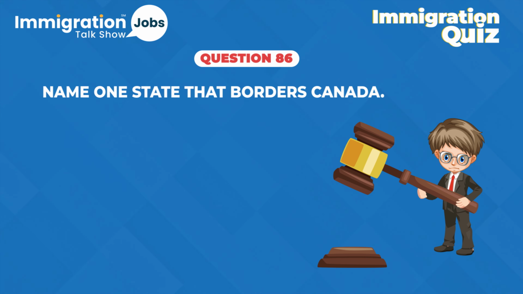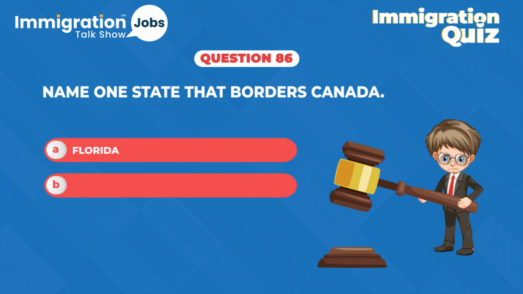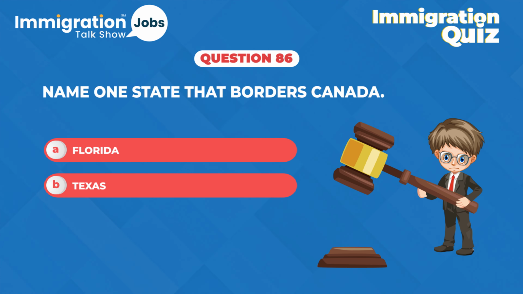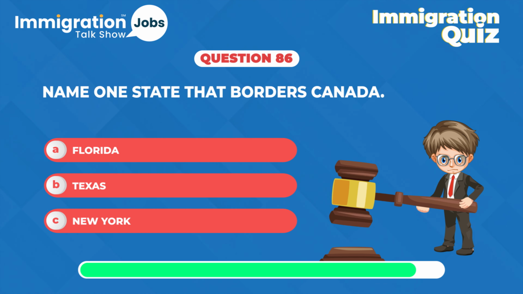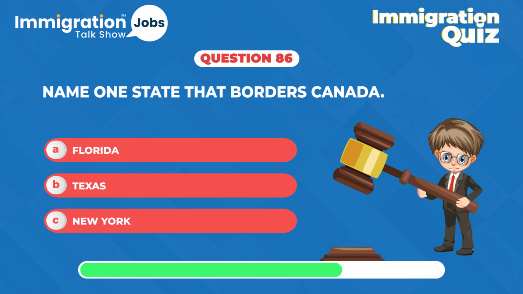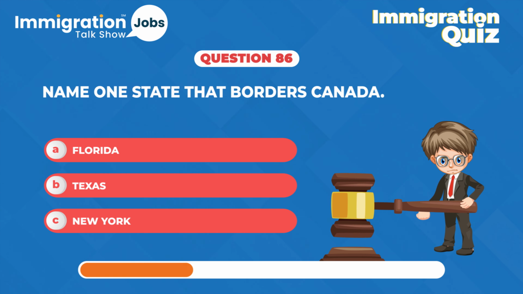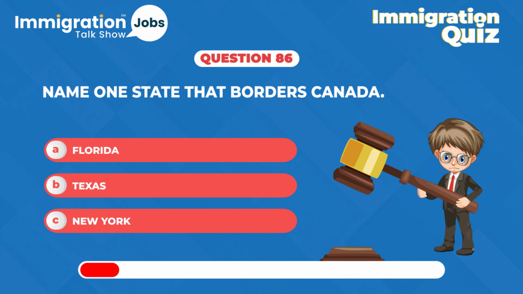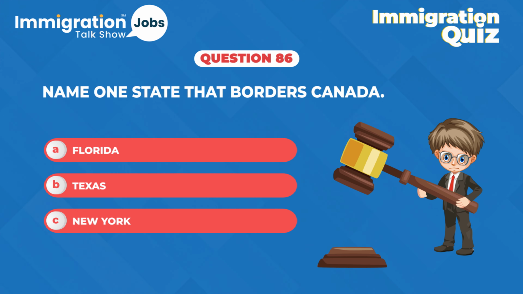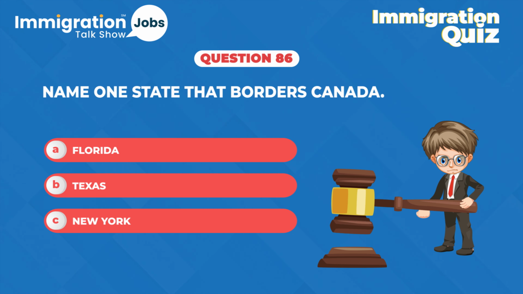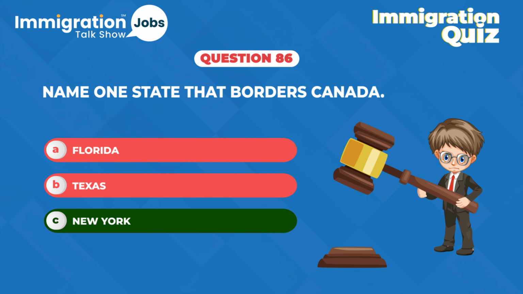Name one state that borders Canada. Option A, Florida. Option B, Texas. Or option C, New York. And the correct answer is option C, New York.